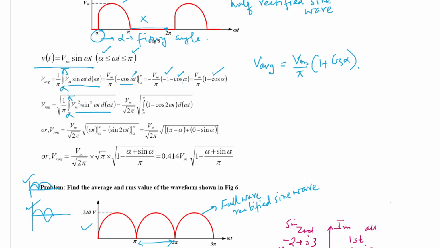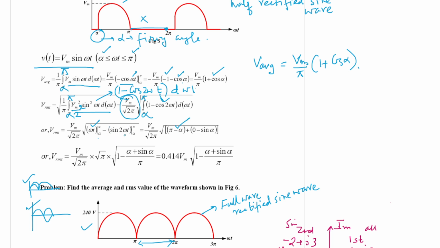So if you take Vm outside, it is Vm by root 2 pi. For this sine square omega t, you need to multiply it by 2 and divide it by 2. This 2 sine square omega t becomes 1 minus cos 2 omega t, d omega t, that is written here. The limit becomes alpha to pi, and this 2 pi, if you take outside, it will become root 2 pi. Now if you integrate this, first the integration of d omega t will be omega t, so putting pi to alpha, it will give you pi minus alpha.